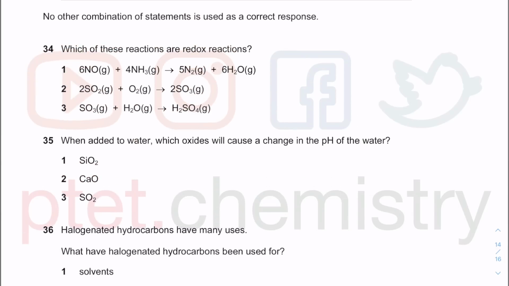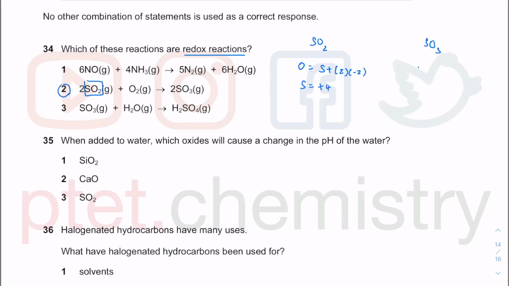Question 34, we're looking at redox reactions. Which of the following is a redox reaction? I can tell number 2 is a redox reaction. If we look at SO2, we only look at one unit when we look at oxidation number. The whole molecule is uncharged, meaning the oxidation number of the molecule is 0. Sulfur plus 2 times minus 2. The sulfur there is plus 4.